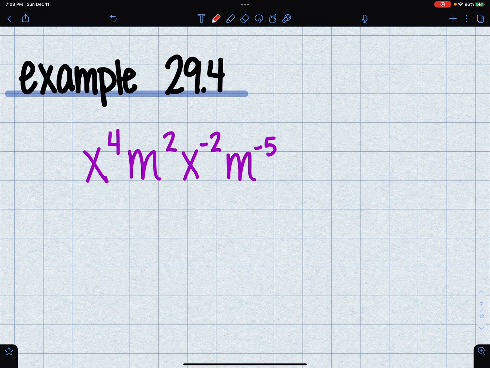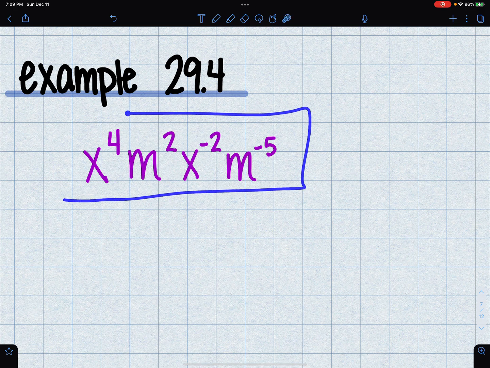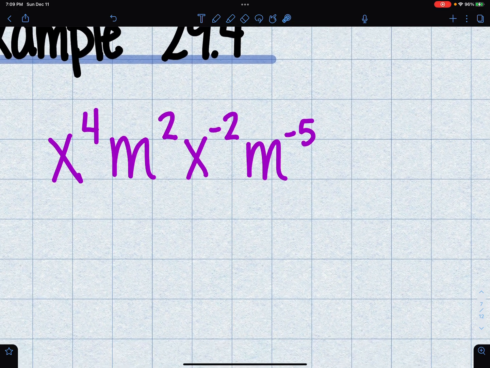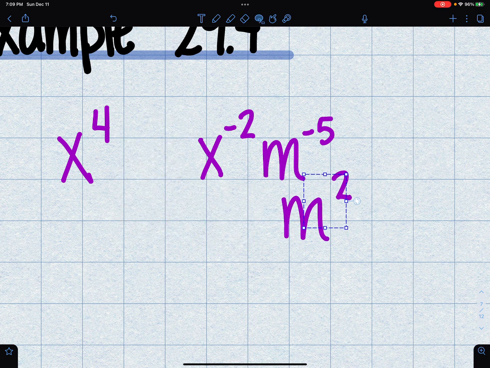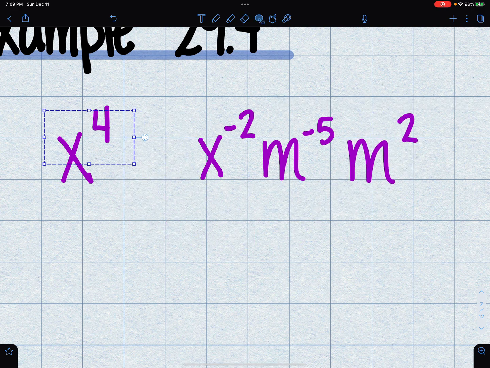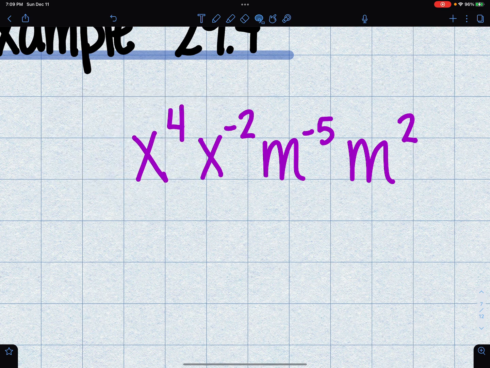Let's do example 29.4. We're going to simplify this guy. Woo, you can see this is starting to get a little complicated, isn't it? Now, one of the bases is an x, then we've got another one here that's an x, and then you've got another base that's an m. So the first thing I'm going to do, since these are all multiplied together and it's all just in one term, it doesn't matter which order you put it in, right? Because you can move things around because it's just multiplication.